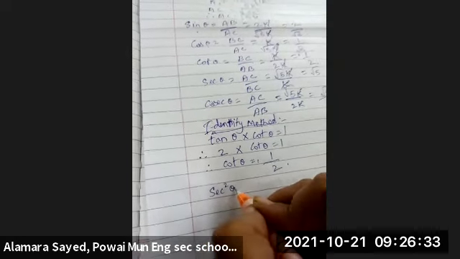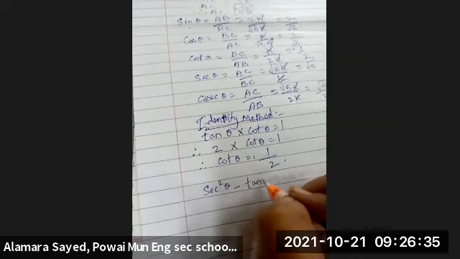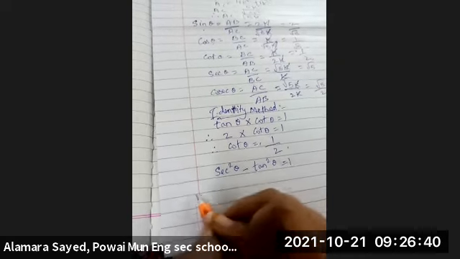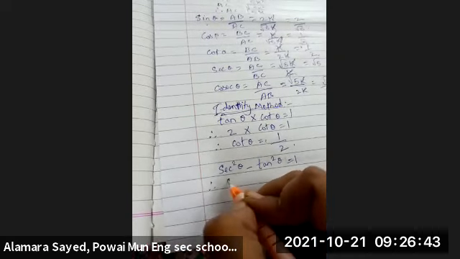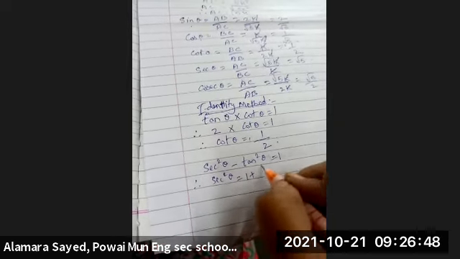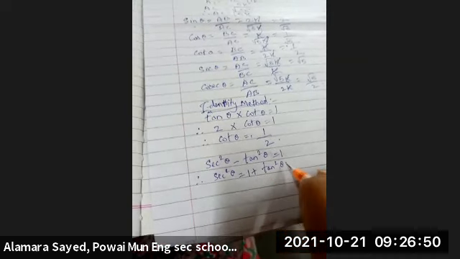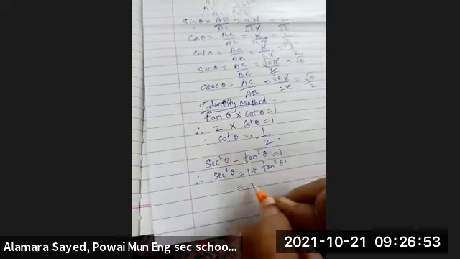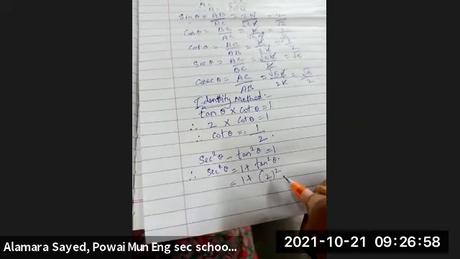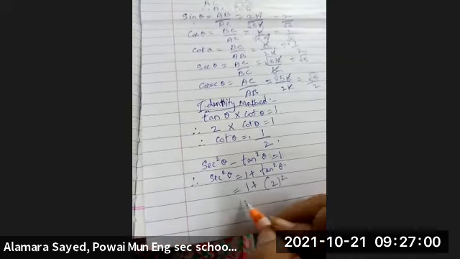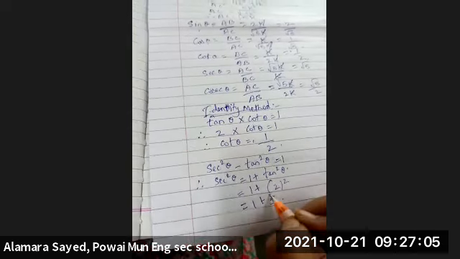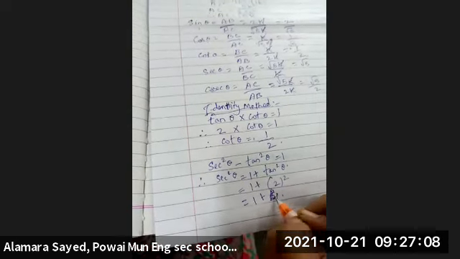Sec square theta minus tan square theta is equal to 1. This ratio we will take. Therefore, we can see that sec square theta is equal to 1 plus tan square theta, which is 1 plus 2 square. As the value of tan theta is 2, 2 square is 4, so 1 plus 4 will be equal to 5.